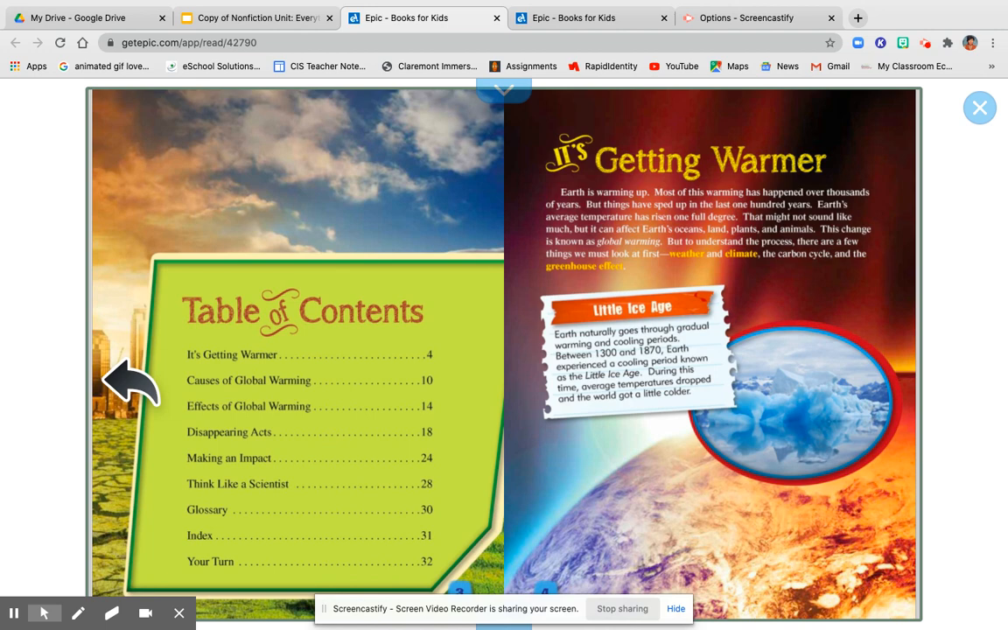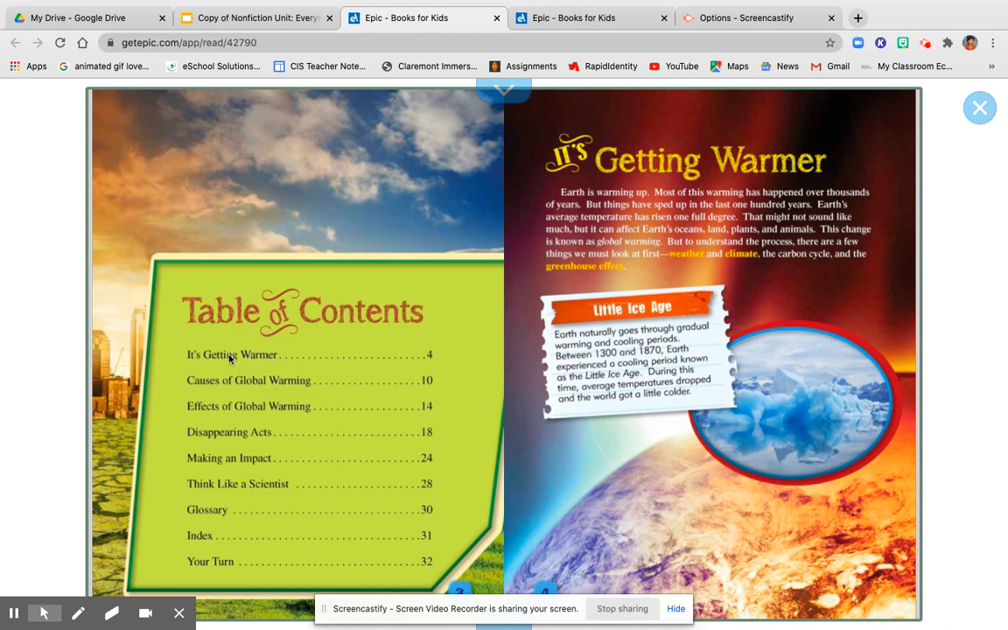Again, steps 1 and 2: What do I know about the content? What do I want to learn about the content? And then step 3, try to identify what text structure is being used. So I know that this is talking about the weather because it's talking about global warming, so it's our environment. And I can tell that because it's also in the table of contents. There's a glossary, there's an index, there's making an impact.